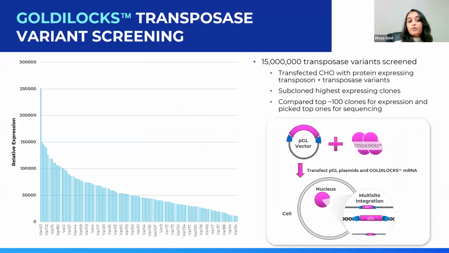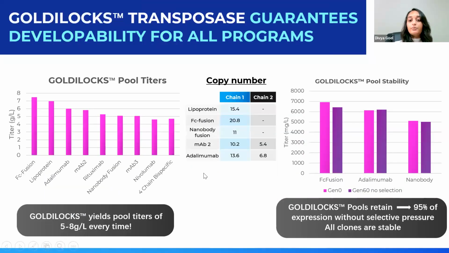And so a little bit more about the Goldilocks transposase and how we derive this. We screened 15 million transposase variants in a library screen and essentially narrowed it down to a top subset of variants, which we then combined mutations of, and then used that as our final Goldilocks transposase. And from that, we've derived a data set of expression for different types of molecules here. We have examples of an Fc fusion protein, lipoprotein, some mAbs, 4-chain bispecifics, and we can see a nice range just at the pool stage of about titers of 5 to 8 grams per liter.